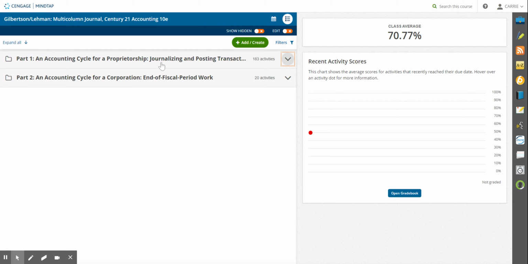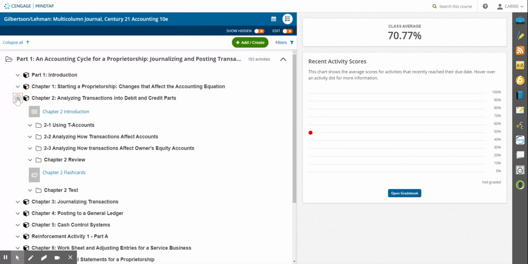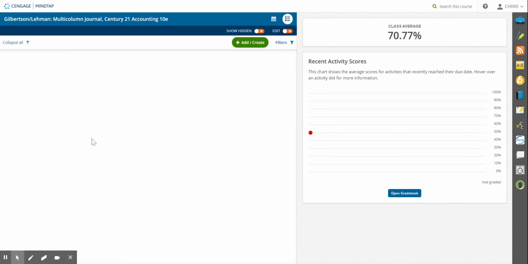So remember, when we go to MindTap, which is the NGL Sync button on your Launchpad, we're going to click the Expand All button or the caret. Then we're going to come to Chapter 2 and open it. And then, of course, we're going to go to 2-1. This allows me to do the reading activity and the OWP end of lesson review. Click here.